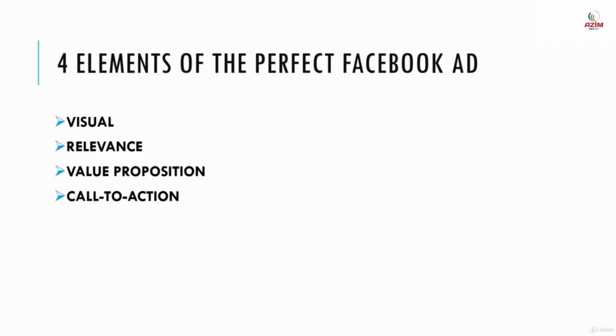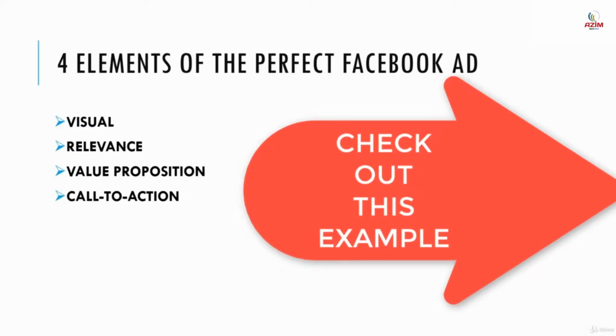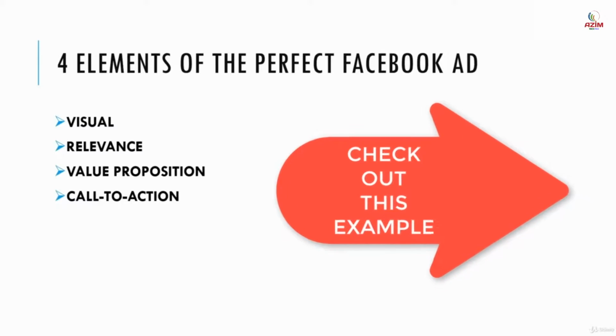Now I want to cover the 4 elements of a perfect Facebook ad. First, you have the visual element, then the relevance of the ad itself, a value proposition, and finally, a call to action.